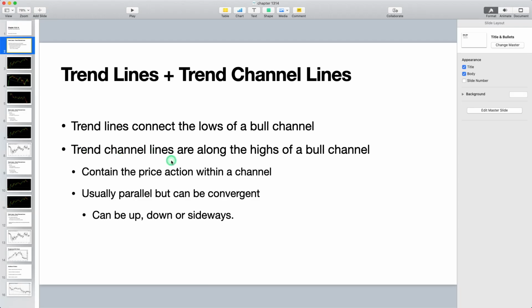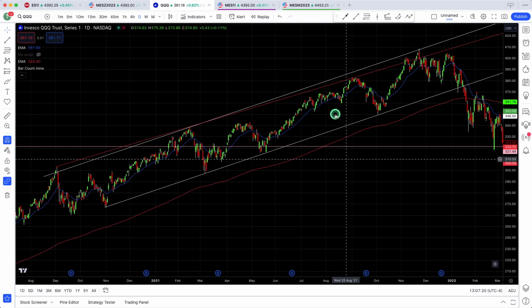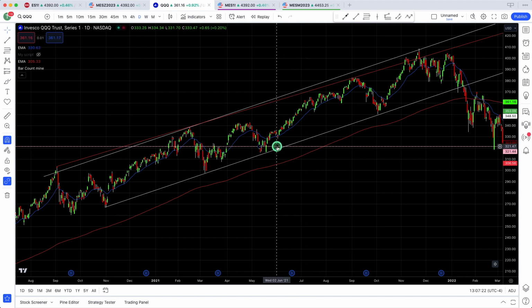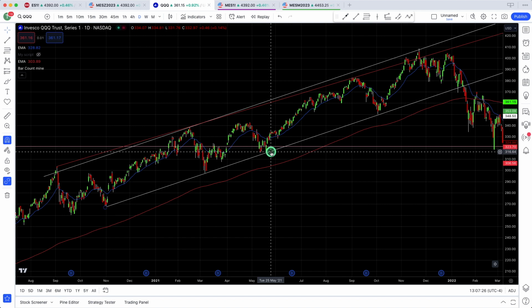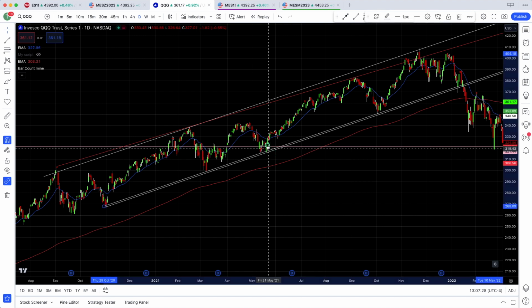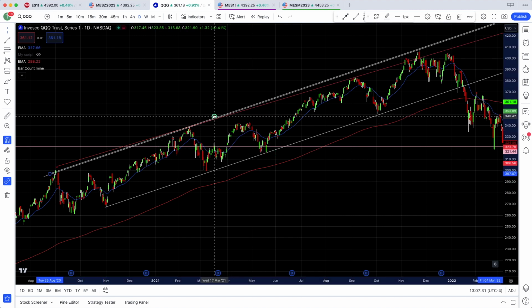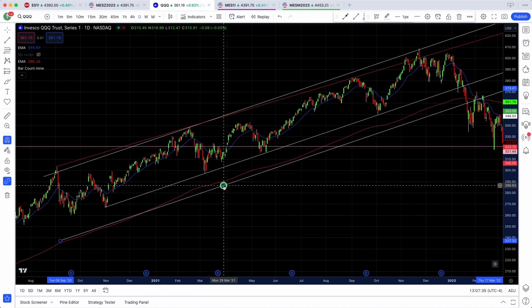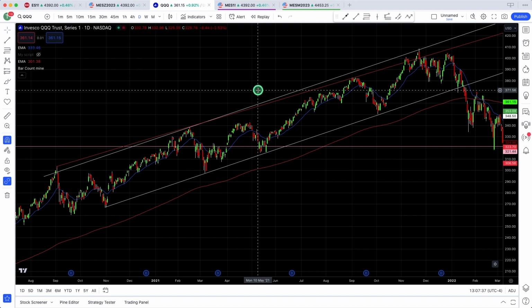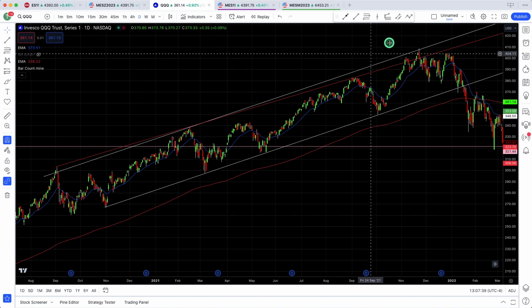Trend channel lines are along the highs of a bull channel. So they usually contain the price action within a channel, and it's usually parallel, but it can also be convergent, and it can be up, down, or sideways. Here, we're going to talk about the conventions of trend channel lines and wedges, but if you just drag a parallel line from this line here and place it on a swing high in between these two swing lows, then you get this white line that I've drawn here. And that would be a parallel channel, and you can see it's respected pretty decently.